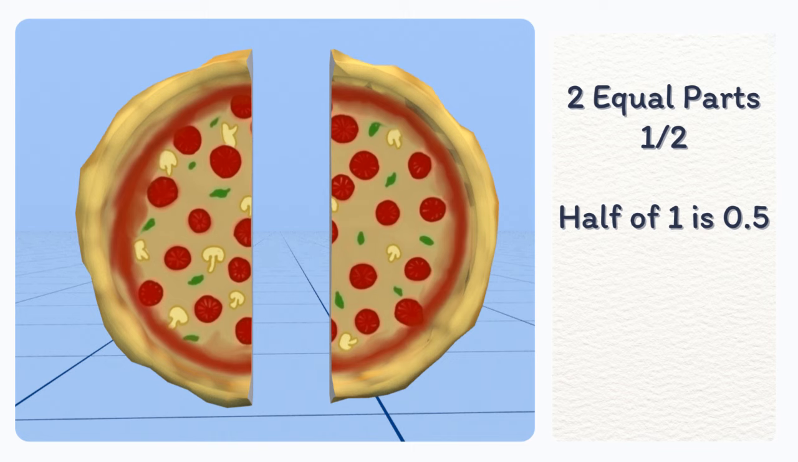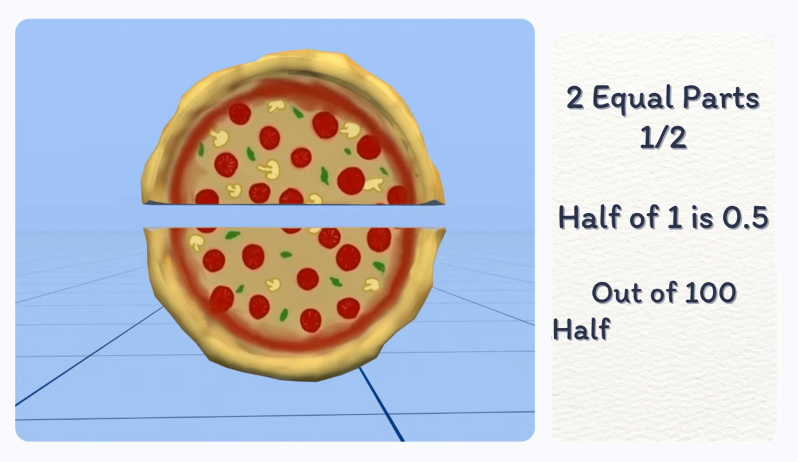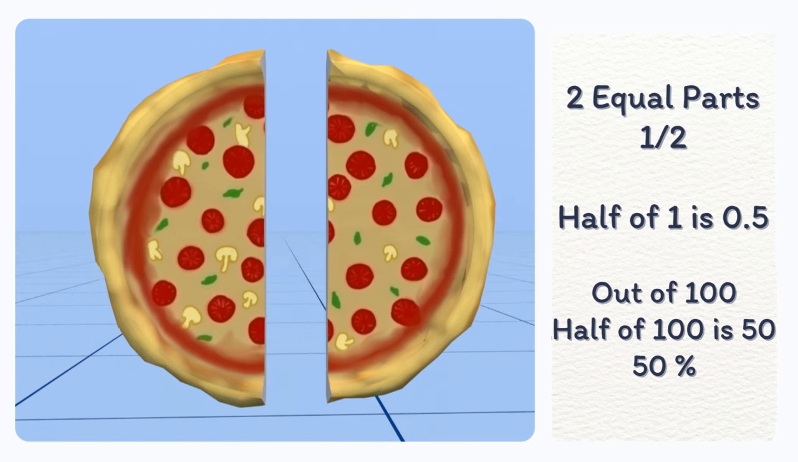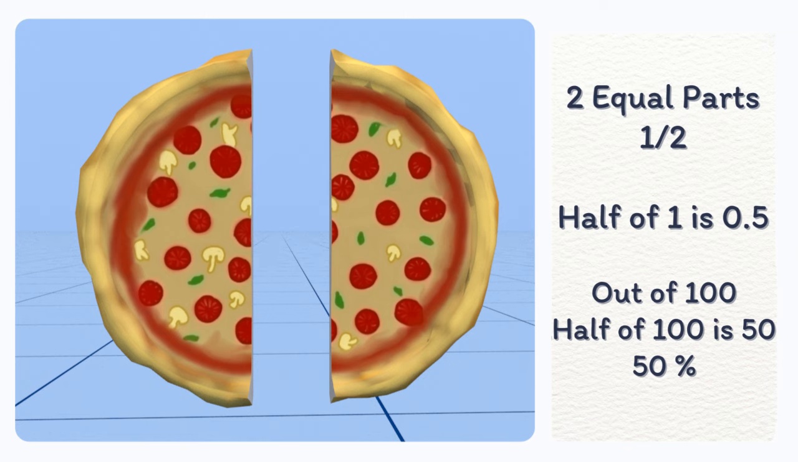But what if we want to express this in percentage form? Percentages tell us how much we have out of 100. Since half of 100 is 50, we say that 1 by 2 is equal to 50%. So whether we say 1 by 2 as a fraction, 0.5 as a decimal, or 50% as a percentage, we are still talking about the same thing, half of a pizza.